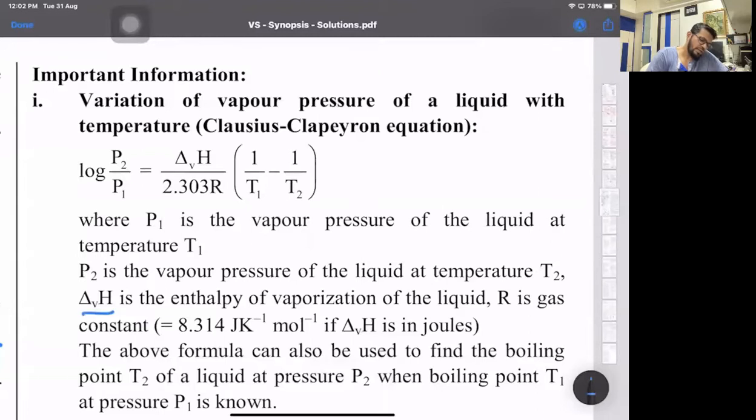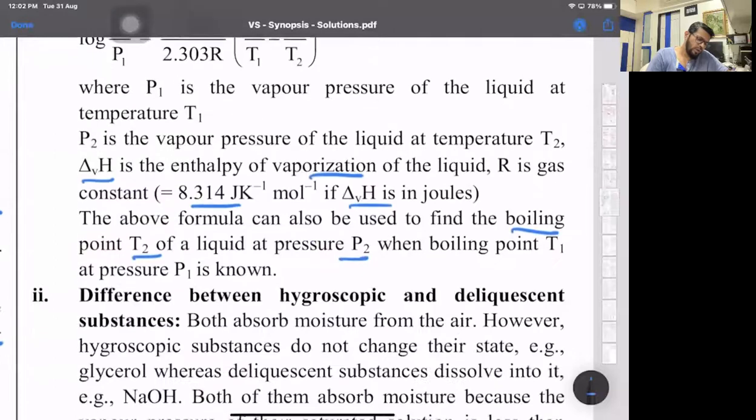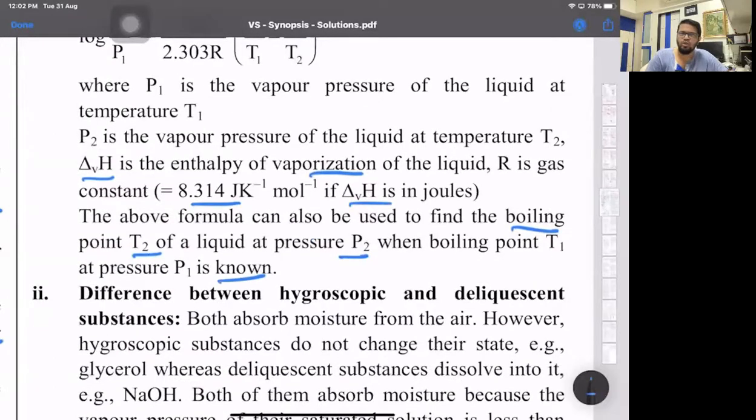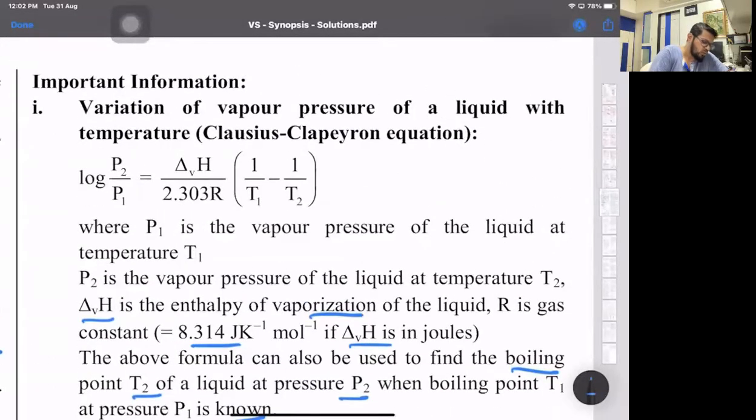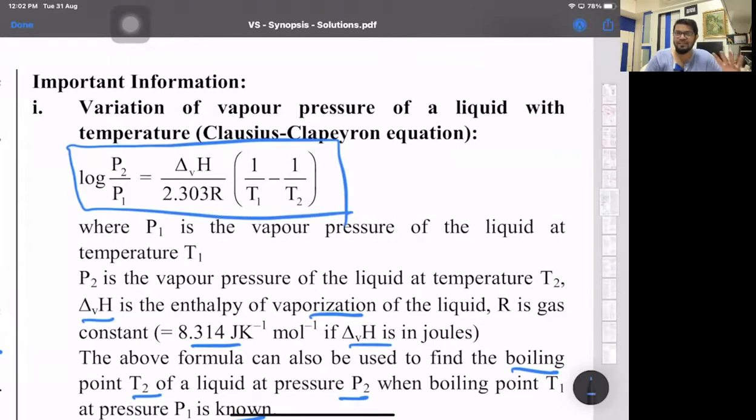Delta HV is the enthalpy of vaporization. R we know, that is 8.314 joules. So the above formula can also be used to find the boiling point T2 at pressure P2 when boiling point T1 and P1 are known. So you can find any one of the variables with this formula. That's an extra part.